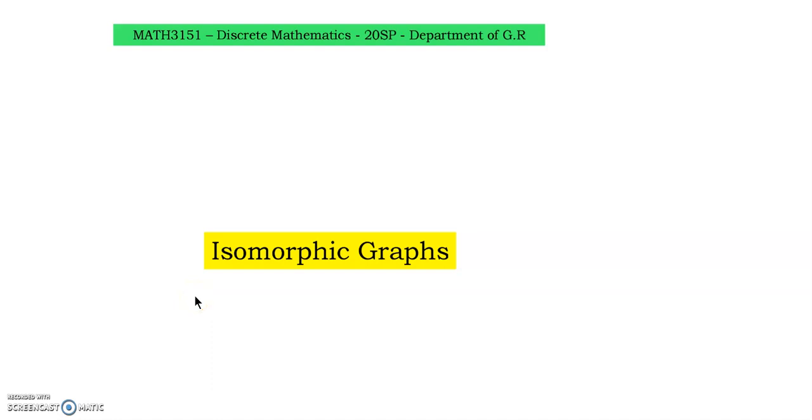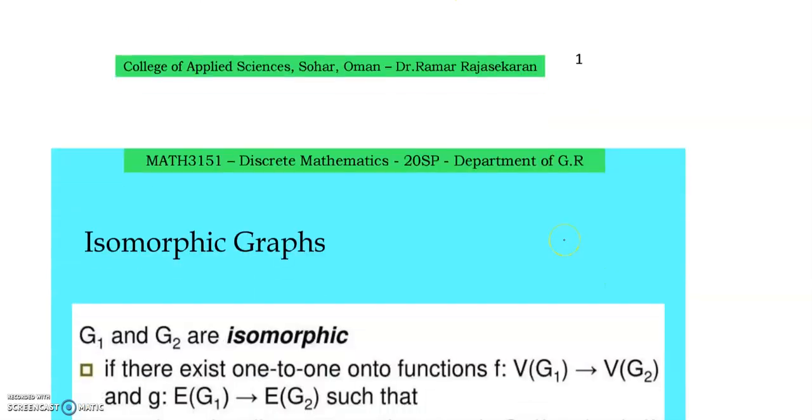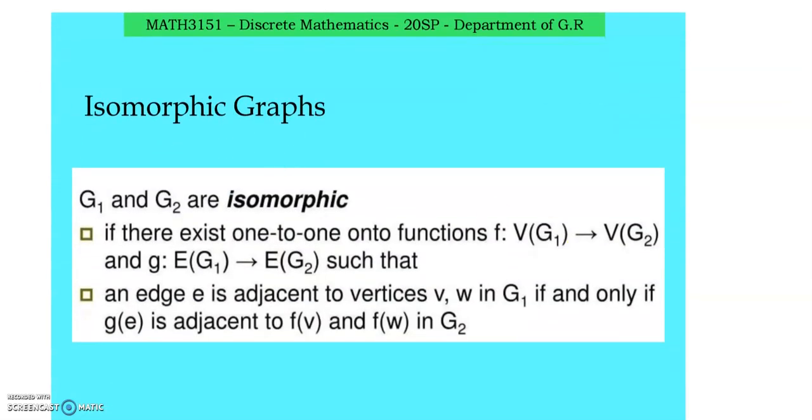Dear students, in this video we are going to see what is isomorphic graph. Now, what is the definition for isomorphic graph? Suppose G1 and G2 are said to be isomorphic. The first condition is if there exist one-to-one onto functions. The functions are f and g.